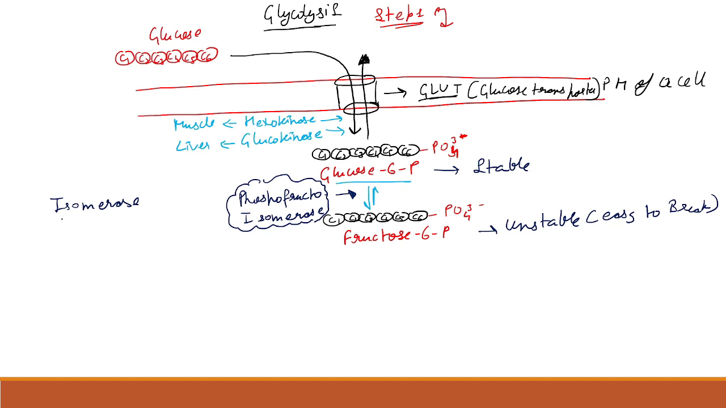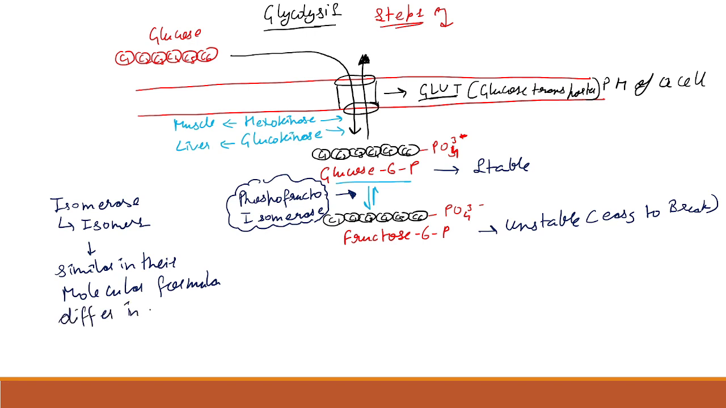Now what do we mean by isomerase? Isomers are those molecules which are similar in their molecular formula, but they differ in their structure. So glucose 6-phosphate and fructose 6-phosphate have the same molecular formula, but they have a different structure.